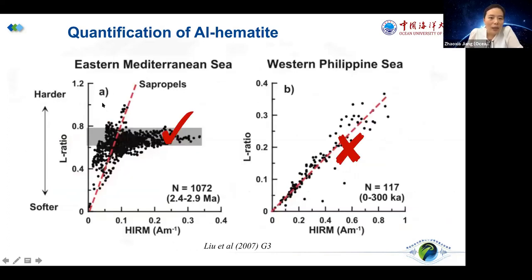For example, this is the sample from the Eastern Mediterranean Sea. We can see that the L-ratio is stable with the HIRM. For this, HIRM can be used as the quantification of hematite. But for samples from the Western Philippine Sea, the L-ratio varied gradually with HIRM. So it's not stable. It means that at this time, the coercivity varies very much. So this HIRM does not reflect the hematite content only. So for these samples, HIRM cannot be used for quantification of hematite.